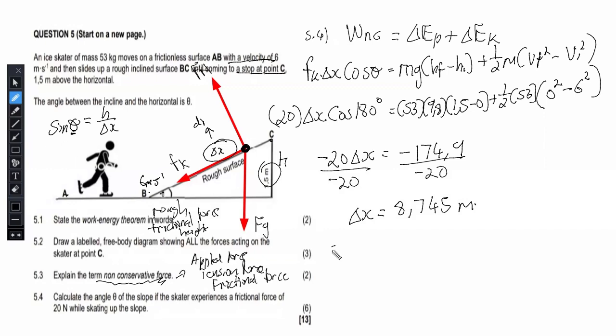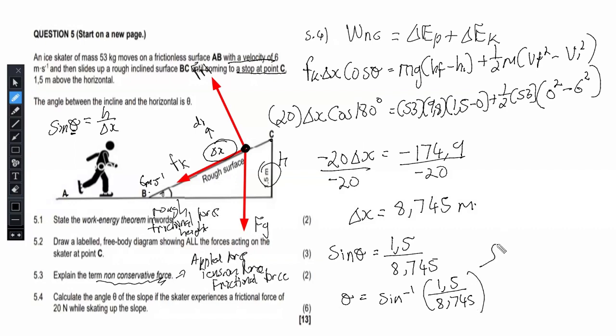So this is when we apply our trig ratios. Sine theta is equal to h over delta x, where our height is 1.5 and our delta x is 8.745. So theta is equal to sine inverse of 1.5 over 8.745. Then you simply punch all of this into your calculator. Then your theta will be equal to 9.88 degrees rounded off to 2 decimal places. And that's how you were supposed to tackle that question for 6 marks.